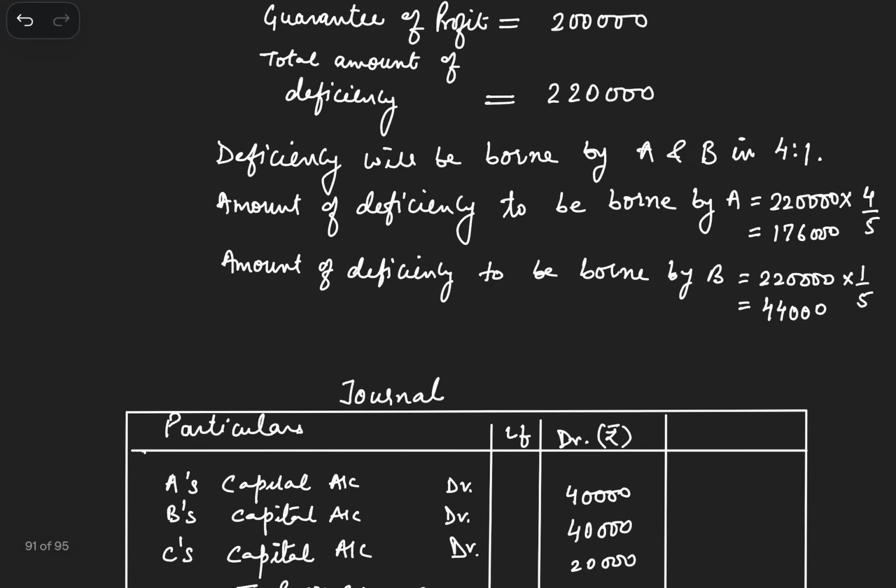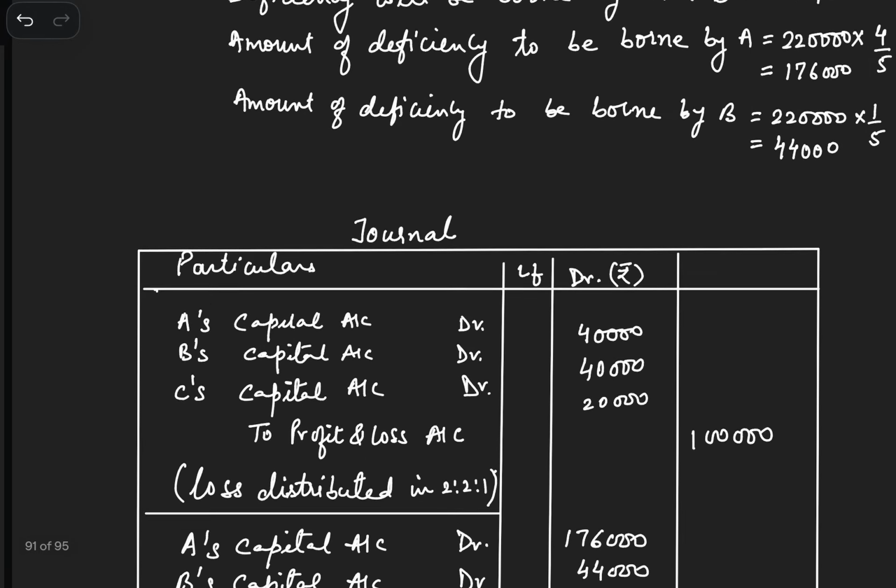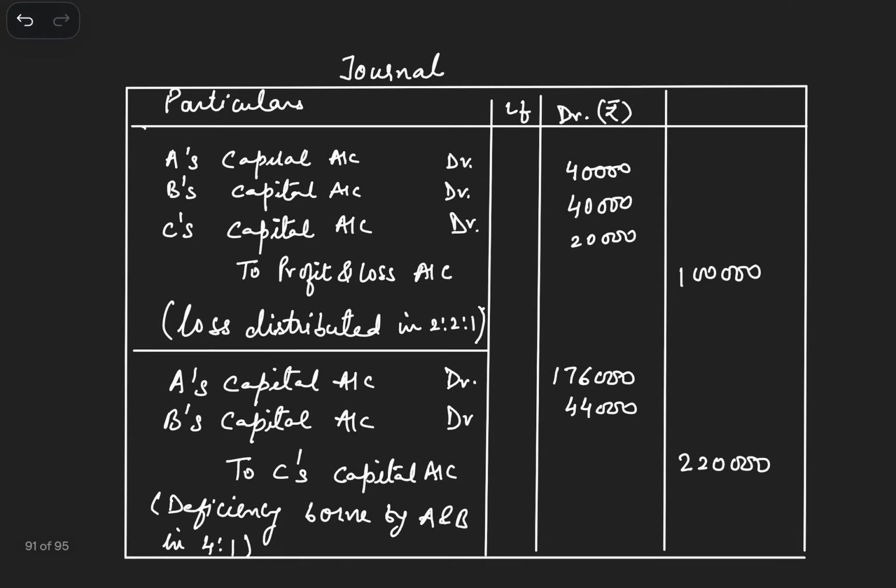Now we have to pass the journal entry as asked in the question. The first journal entry is related to the distribution of loss. Whenever the loss is being distributed, the partners' capital accounts are debited. So here A's capital account debit, B's capital account debit, C's capital account debit, and this is the loss which we had shared in 2:2:1 ratio. So 40,000, 40,000 and 20,000.